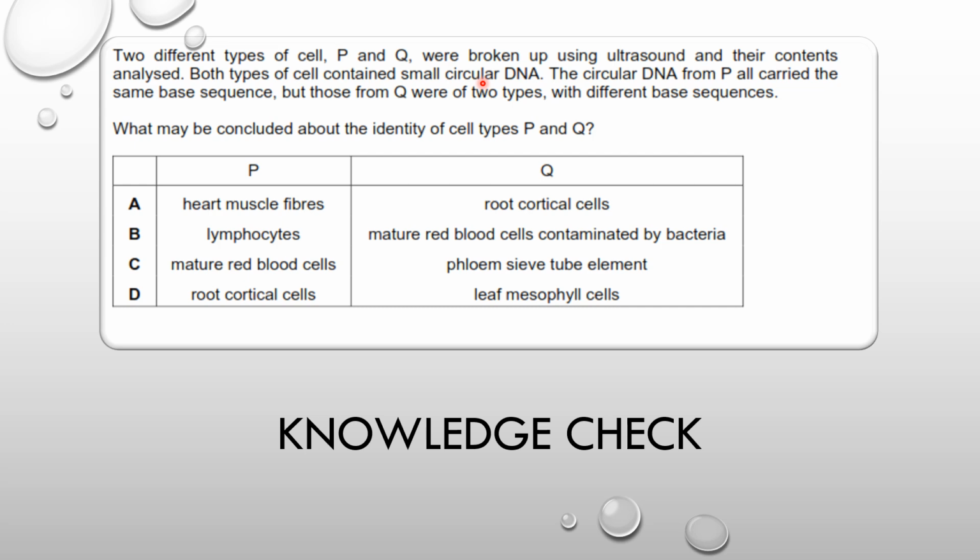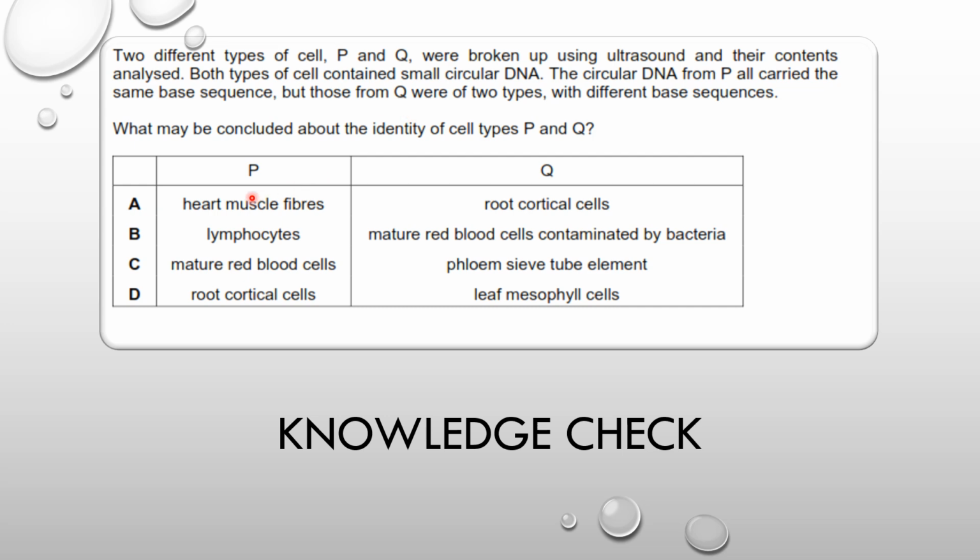Okay, so circular DNA, right? The 2 cells, so they must have chloroplast or mitochondria. But let's go. The circular DNA from P all carries the same base sequence. That tells us that P has one organelle, either mitochondrion or chloroplast, because the circular DNA carries the same base sequence. But those from Q were of two types with different base sequences. So that means that Q will have both chloroplast and mitochondria.